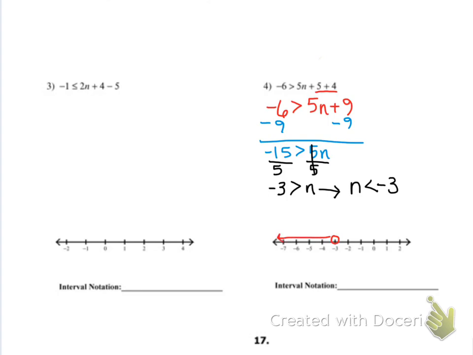And I also like to write my -infinity here. So when I write my interval, I'm actually going to go left to right, starting at -infinity, ending at -3. And -infinity is never included, always a parenthesis, and in this case our -3 is not included because it says less than.